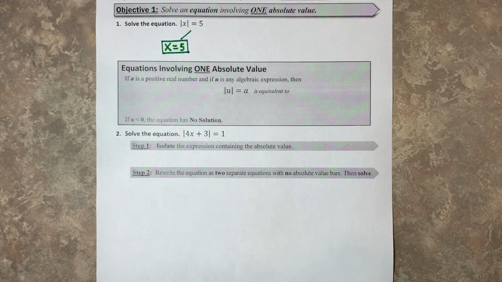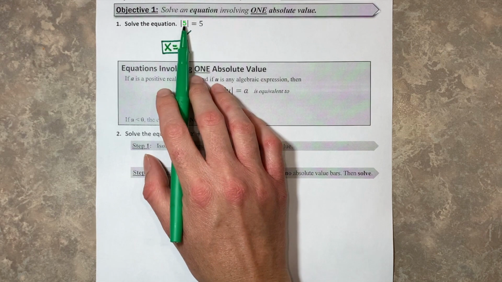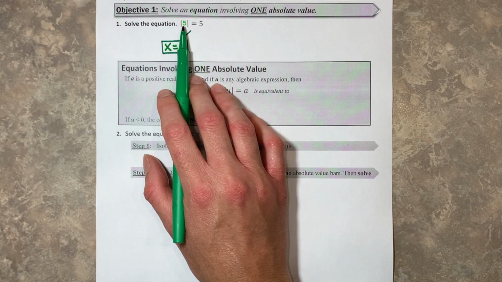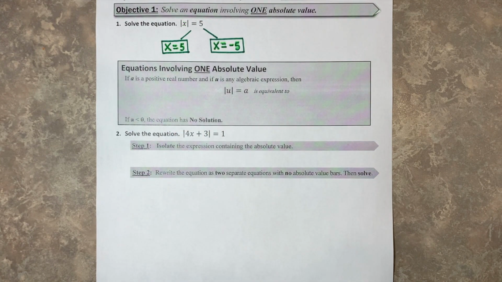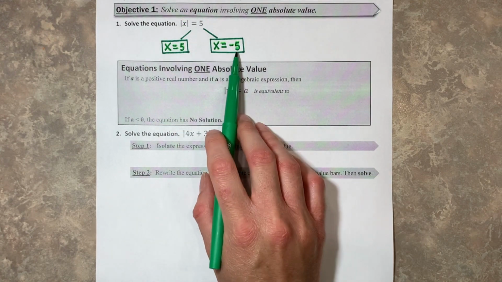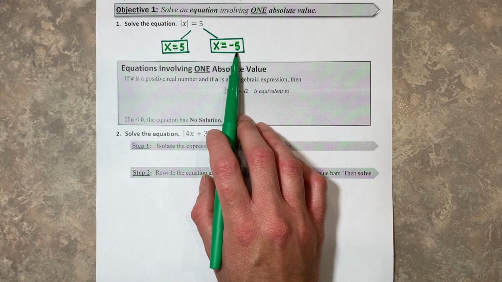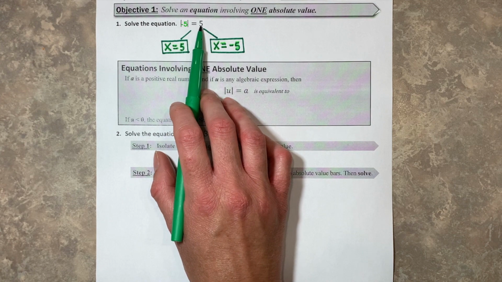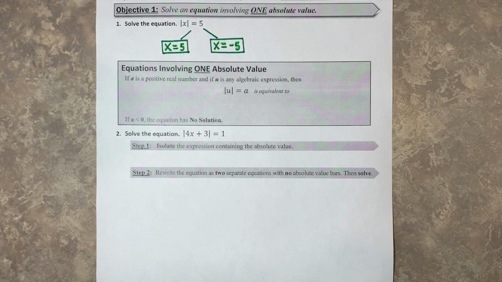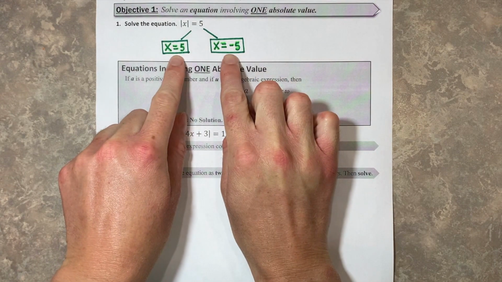One solution is that x equals 5, because if you plug in 5 for x, you'll have the statement the absolute value of 5 is equal to 5, which is true. The other solution is that x equals -5, and this is a solution because if you plug -5 in for x, you'll have the absolute value of -5 is equal to 5, which is also true. And we'll see that for most of our absolute value equations, we'll end up with two answers like we did here.